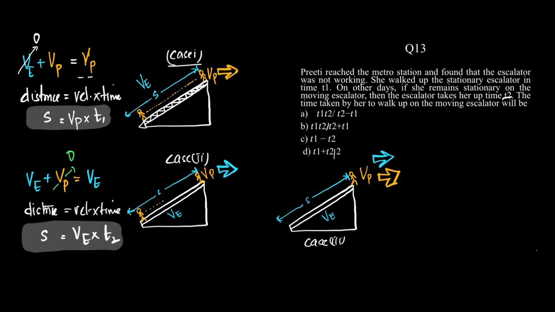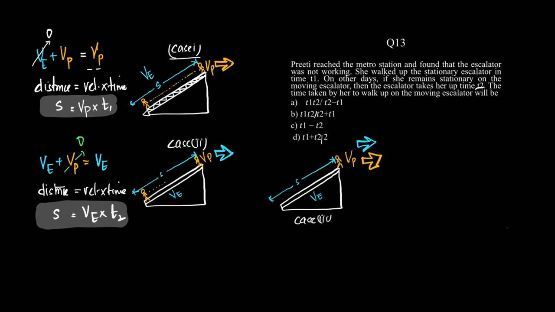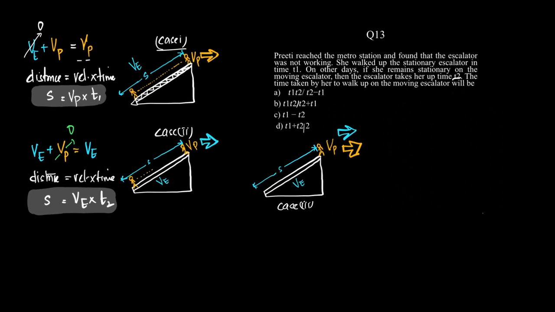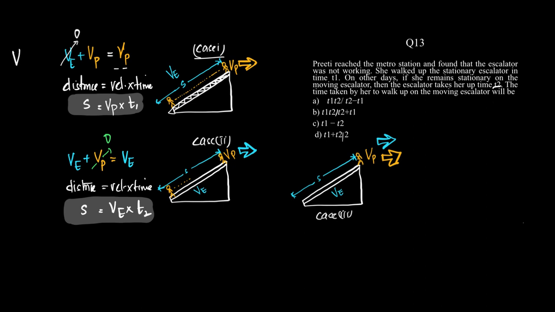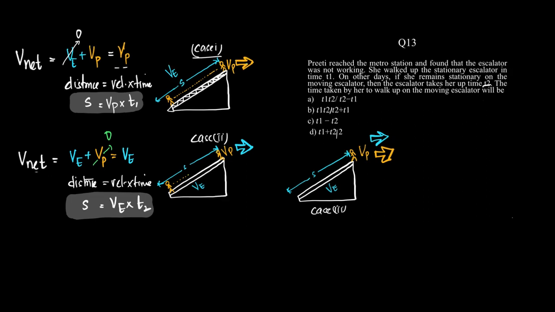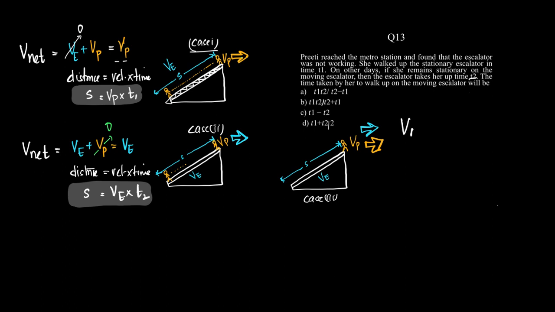Now, if we try to understand the third part, what is the velocity? Let me say V net in every case. V net is equal to the sum of the two velocities, right? So V net is equal to Ve plus Vp in every case. Similarly, V net in this case is equal to Ve plus Vp. But are any of them 0? No, because it says the time taken by her to walk up on the moving escalator. Moving escalator means Ve is not equal to 0, and walk up means the velocity of the person is not equal to 0. So both of them have a velocity.